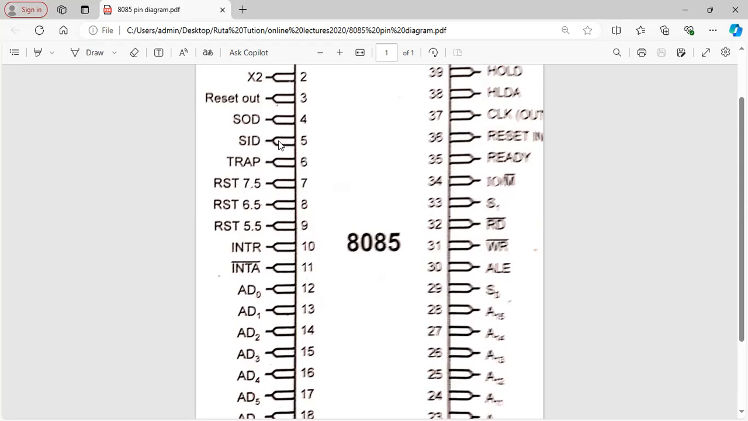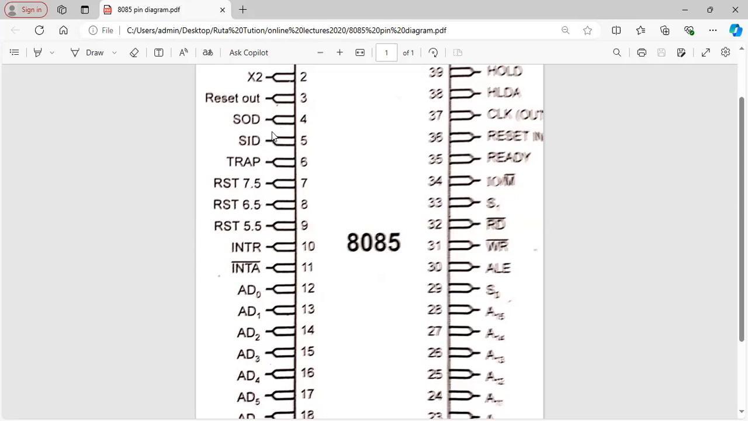Then SOD and SID: serial output data and serial input data. Output data means it must be an output pin. SID is nothing but an input pin. If you remember the RIM and SIM instructions, through the SIM instruction, the D7th bit of the accumulator will be sent on SOD. Through the RIM instruction, the signal on SID will affect the D7th bit of the accumulator.